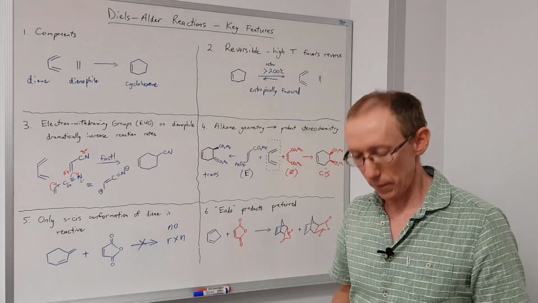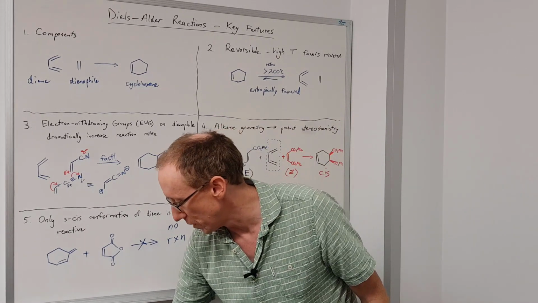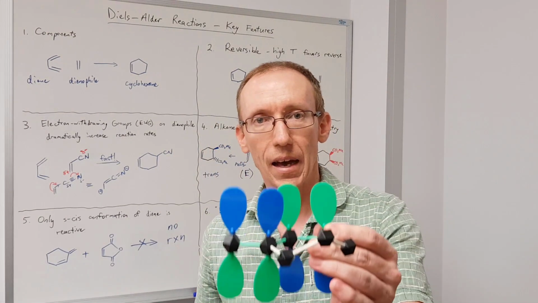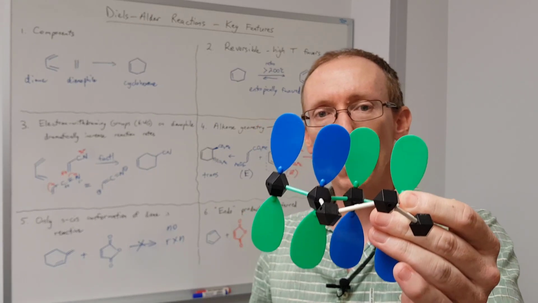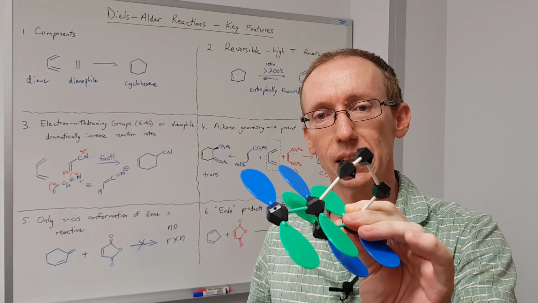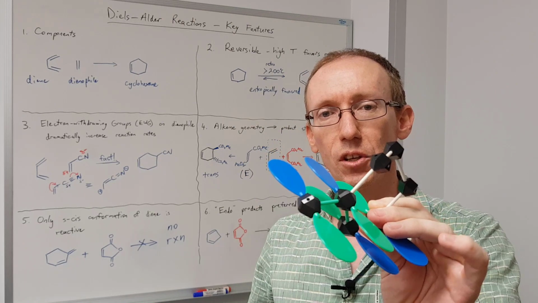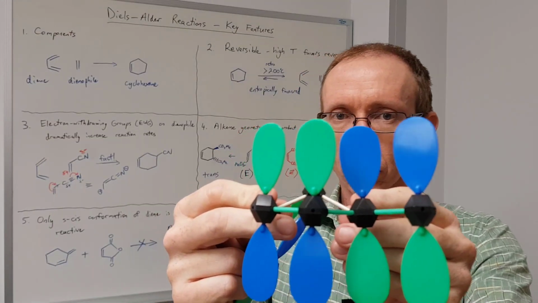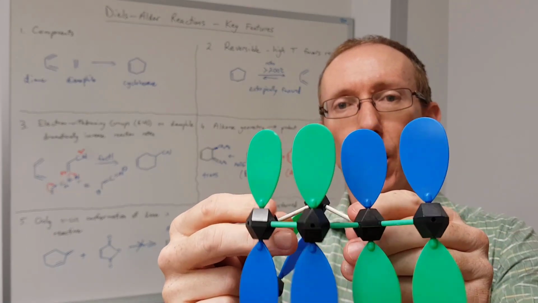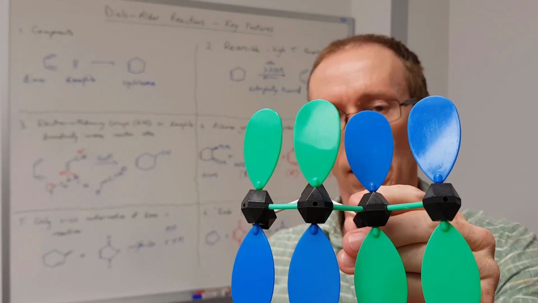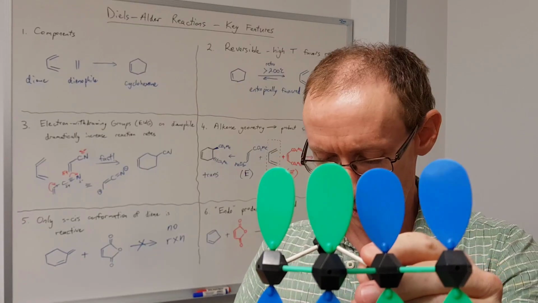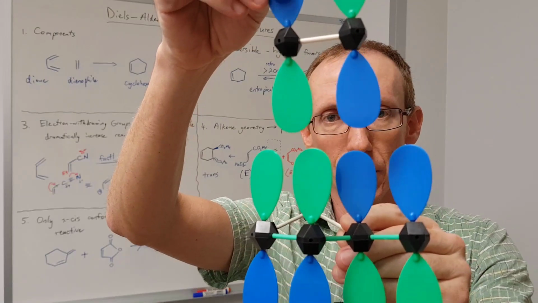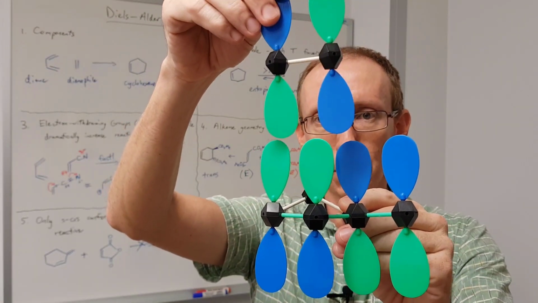And this is quite often a little bit confusing, and it's easier seen with models. So if I get a model of this molecule here, we've got the cyclohexene with an external alkene. I'll turn around towards the camera there. So there we have the HOMO of the diene, and that has to interact with the LUMO of the dienophile.